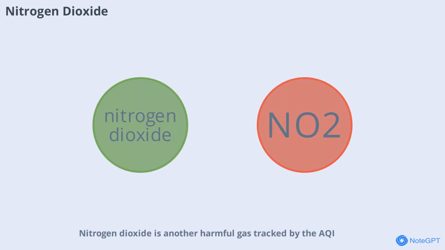Nitrogen dioxide is another harmful gas tracked by the AQI. It's produced by vehicles, power plants, and industrial activities. Exposure to nitrogen dioxide can irritate the lungs, decrease lung function, and increase the risk of respiratory infections. Children and people with asthma are particularly vulnerable.